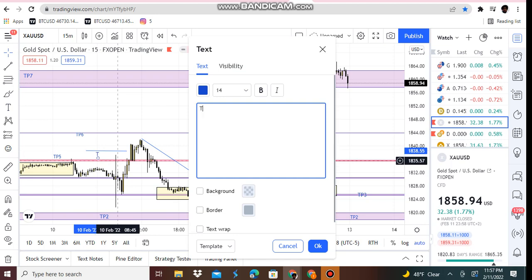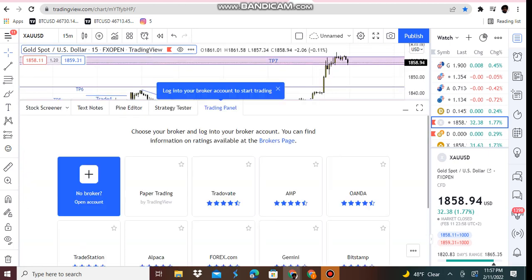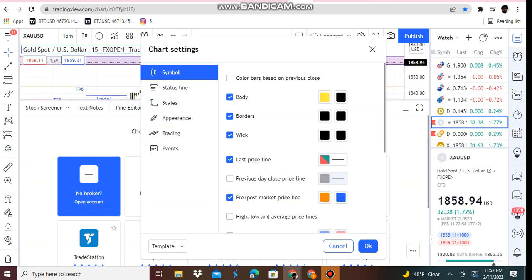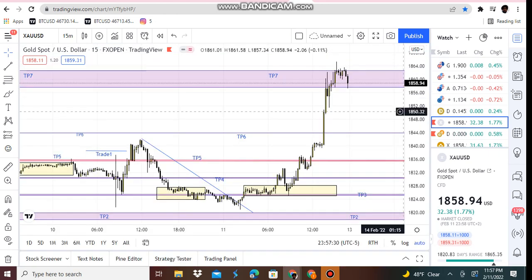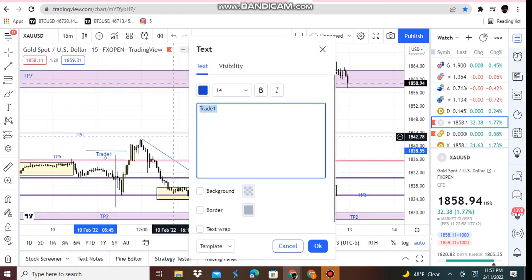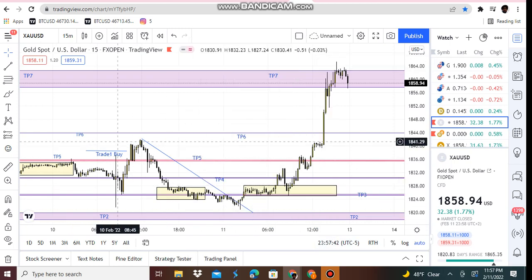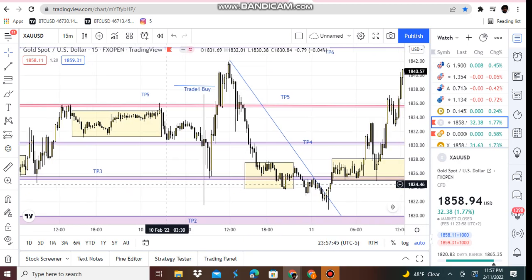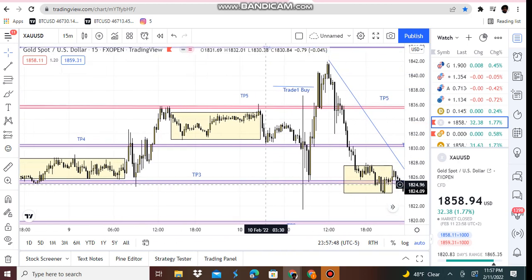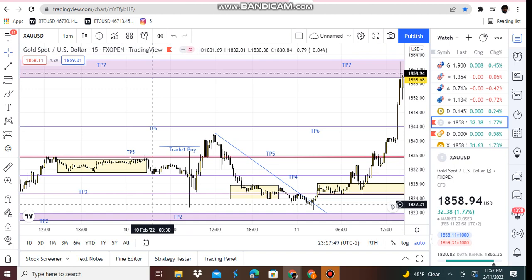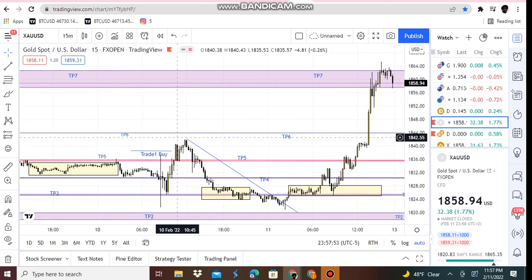Call this trade 1, and we're going to call this buy. Trade 1, buy. Say we got in for an entry right here, as you see price was going up. You see, price was in the uptrend. I'm not going to go back too far, but we know price was in the uptrend. Price goes all the way up to take profit 5. It didn't push above take profit 6. It actually rejected off of the take profit 5 area. It didn't go to take profit 6.